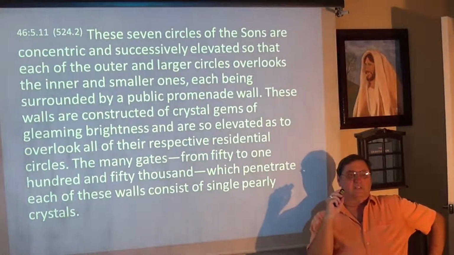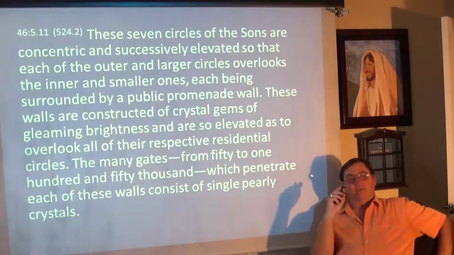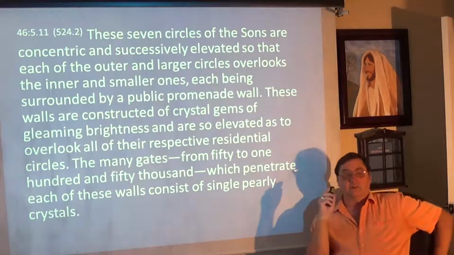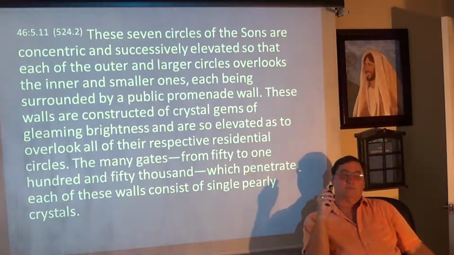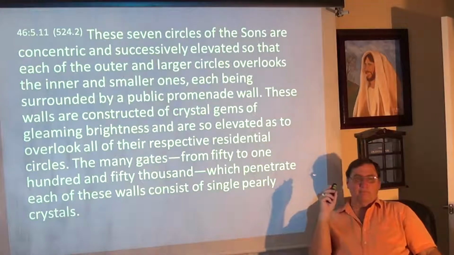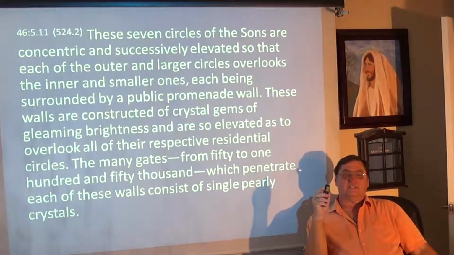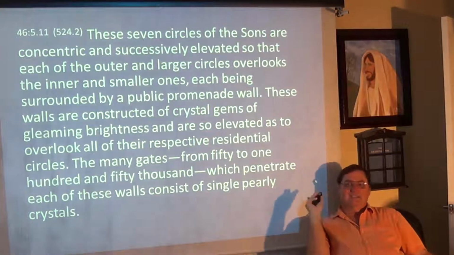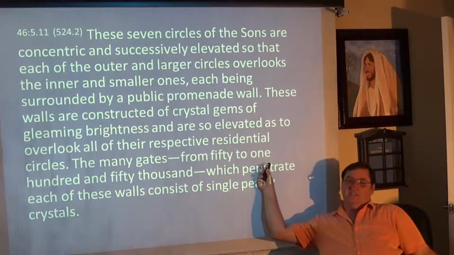These 7 circles of the suns are concentric and successively elevated, so that each of the outer larger circles overlooks the inner and smaller ones, each being surrounded by a public promenade wall. These walls are constructed of crystal gems of gleaming brightness, and are so elevated as to overlook all of their respective residential circles. Many gates, from 50 to 150,000, which permeate each of these walls, consist of a single pearly crystal. You know the pearly gates that Millie just mentioned? This is it. It's also the pearly gates that John the Revelator, or John Zebedee, revealed in the book of Revelation.